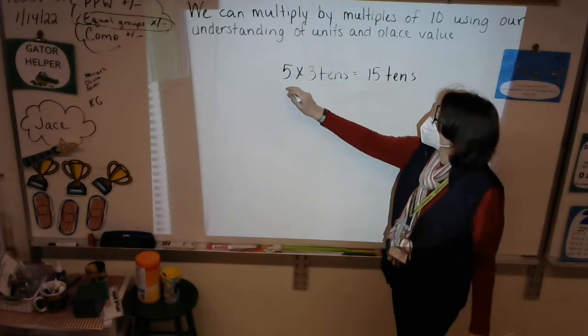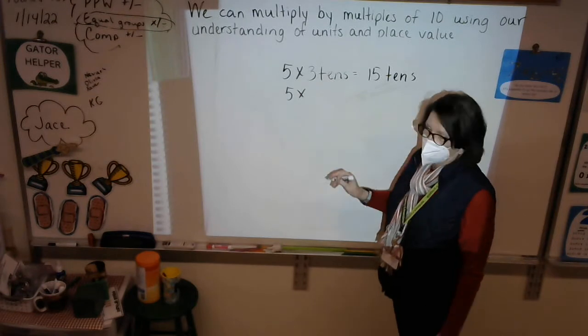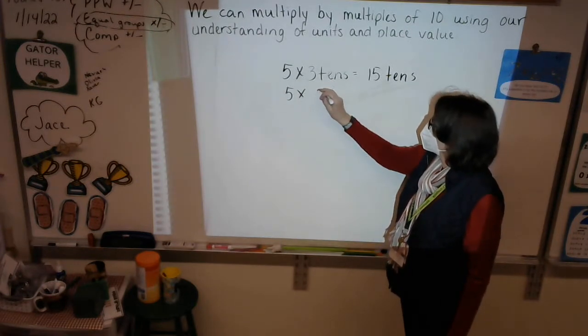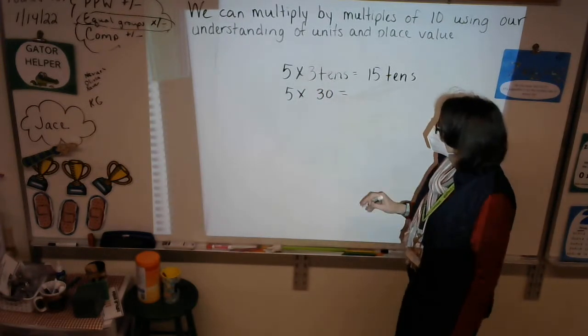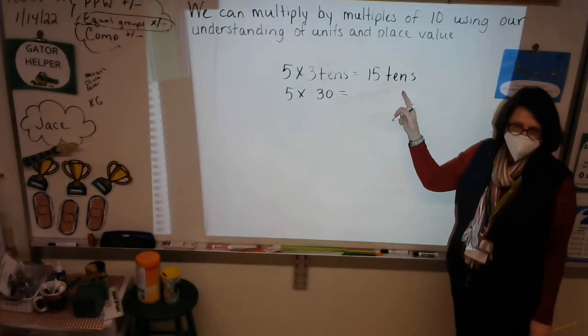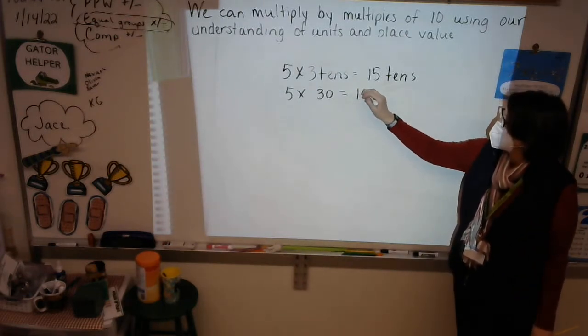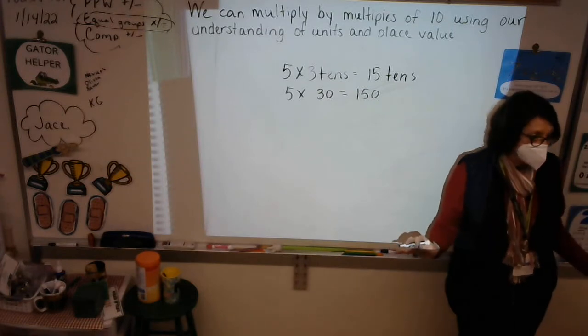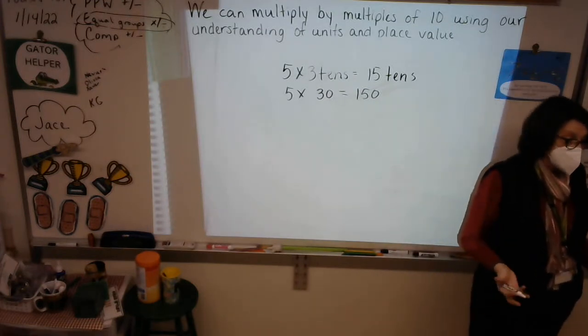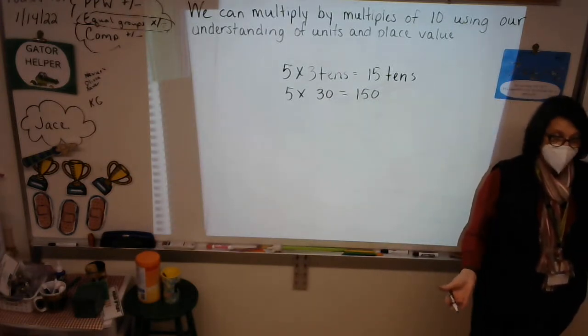What would we write? 5 times, what is 3 tenths, class? 30. And that equals, what is 15 tenths? 150. That's all there is to it. So if you know your math facts, you know how to multiply by multiples of 10.